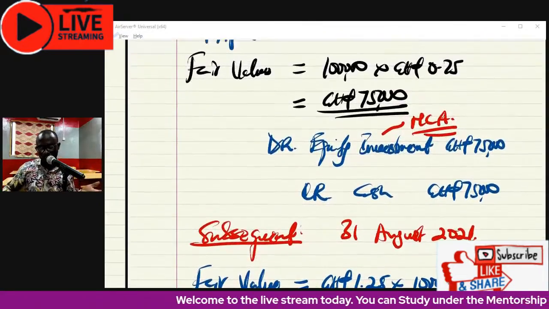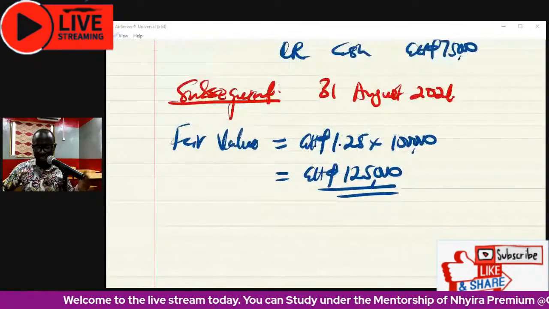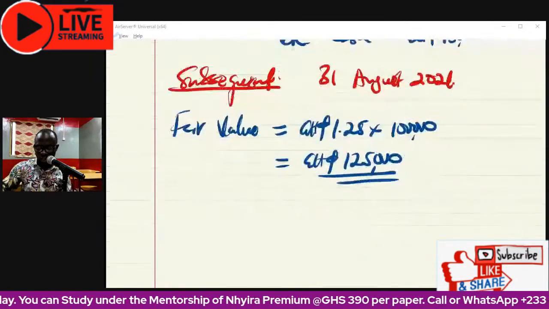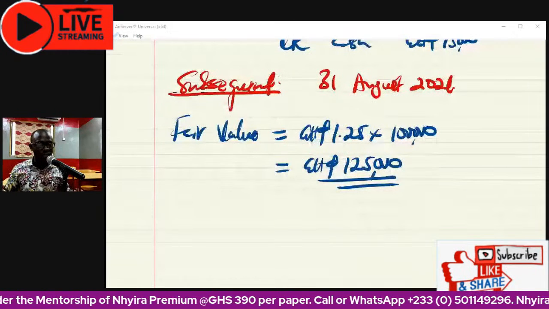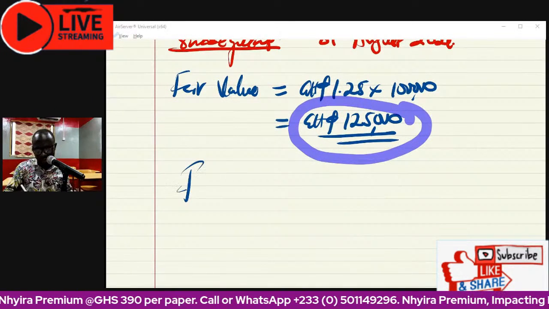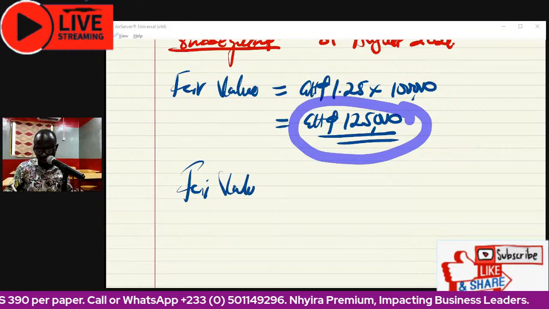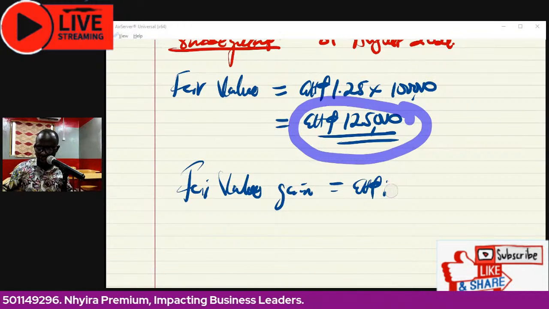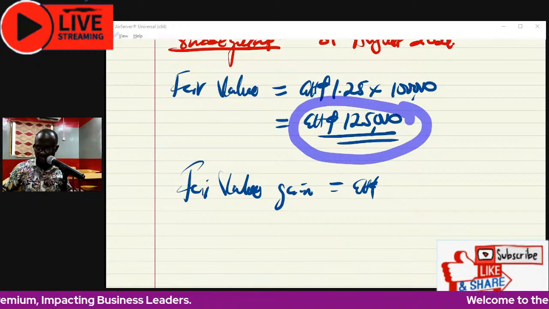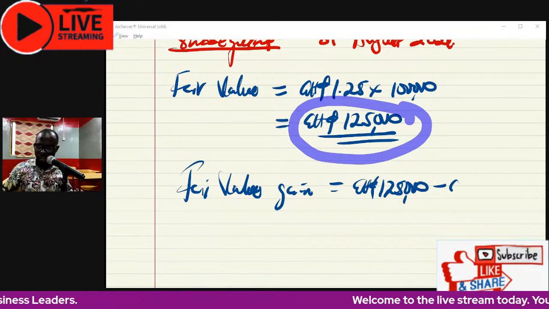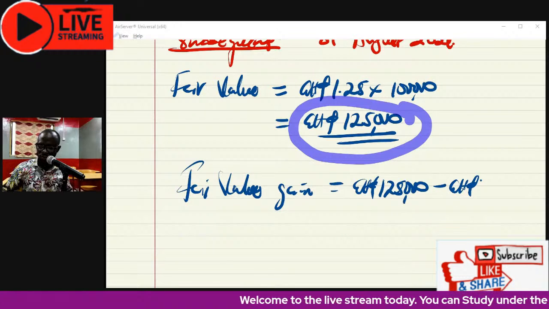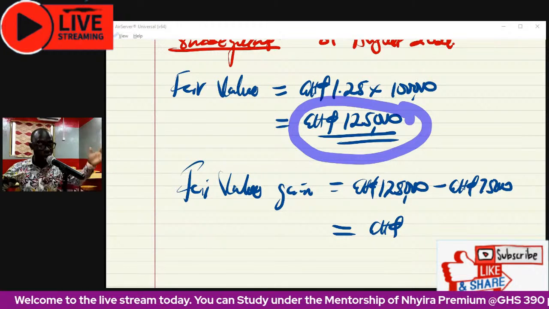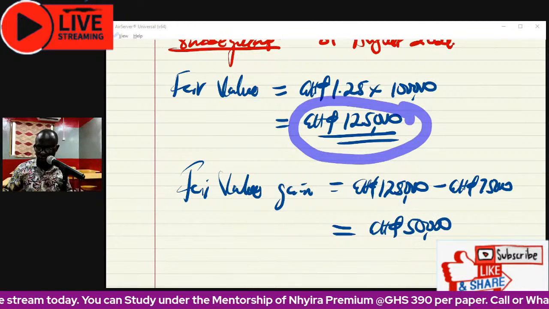So stay with me carefully. On subsequent measurement, what is going to happen is that there is a fair value gain. Because if you compare the initial value of 75,000 to the year-end value of 125,000, there is a fair value gain. So the fair value gain is going to be 125,000 minus the 75,000, and that is going to give us an amount of 50,000. Does it make sense?